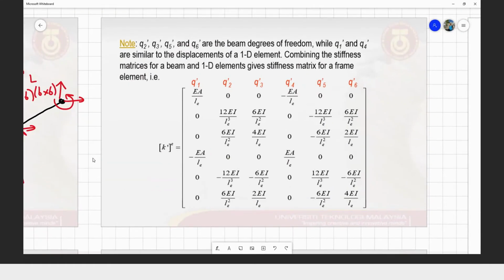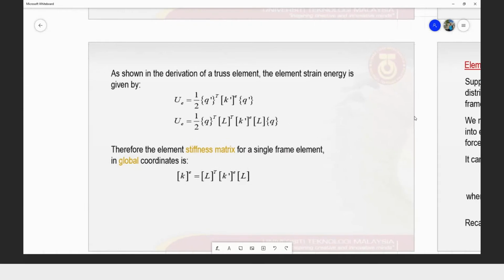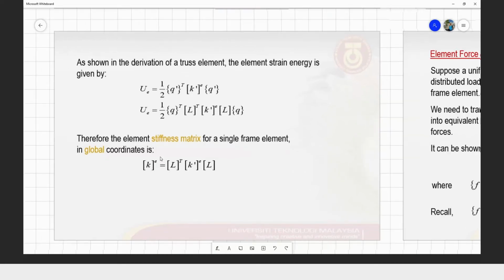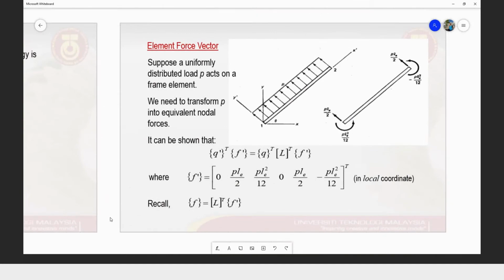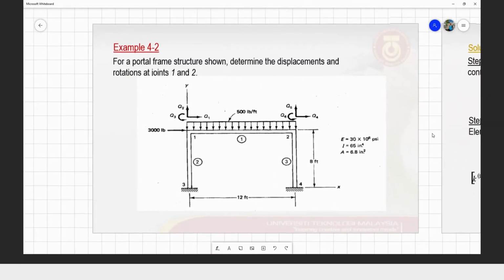So this is your K, which is 6 by 6 in the local. So this is what I meant to you just now. We have to prepare everything in the local coordinate first, and then we transform it into the global coordinate system, which is you have to multiply by the transpose of the transformation matrix and again multiply by this transformation matrix, which is very, very tedious work and very huge calculations.